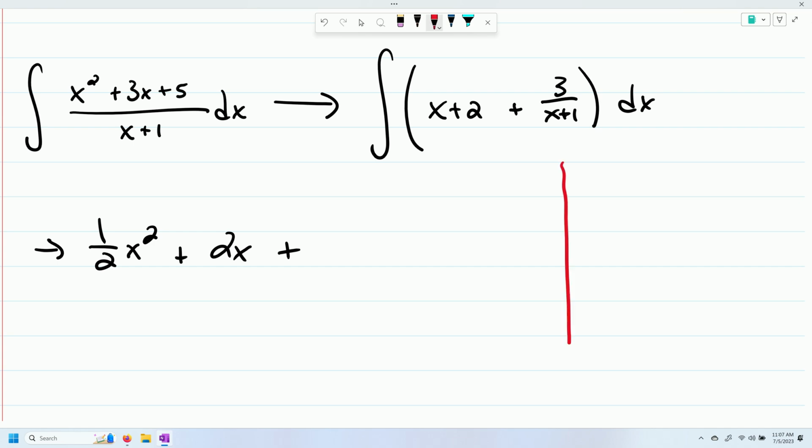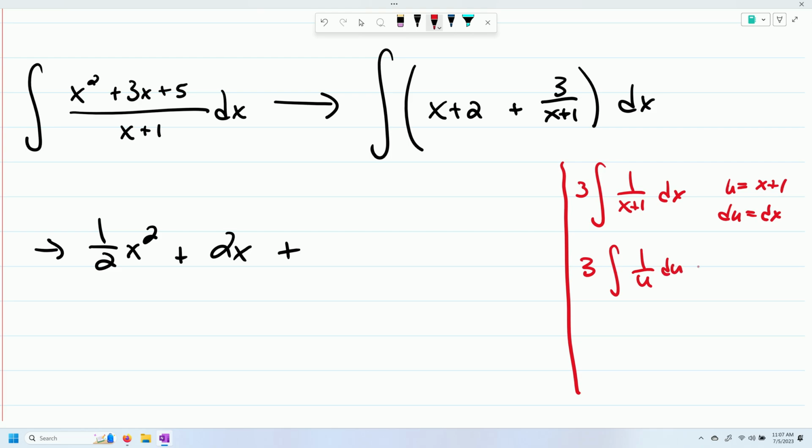Let me just draw like a little red line here. The integral of 3 over x plus 1 is really just 3 times the integral of 1 over x plus 1, which we're going to use u substitution. All right, so u equals x plus 1, du equals dx. So we get 3 times the integral of 1 over u du, which we know to be 3 times the ln of u plus c.